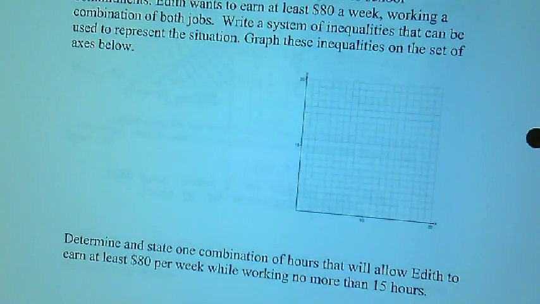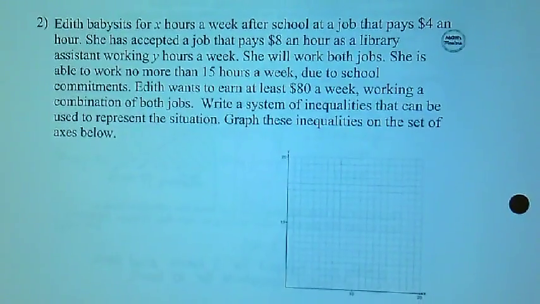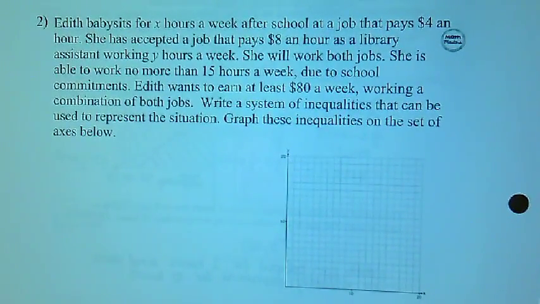Edith babysits for X hours a week after school, at a job that pays $4 an hour. She accepted a job that pays $8 an hour as a library assistant, working Y hours. So she still has both of her jobs. She's able to work no more than 15 hours a week due to school commitments. Edith wants to earn at least $80 a week working a combination of both jobs. So we need to write the system and then we are going to graph it.